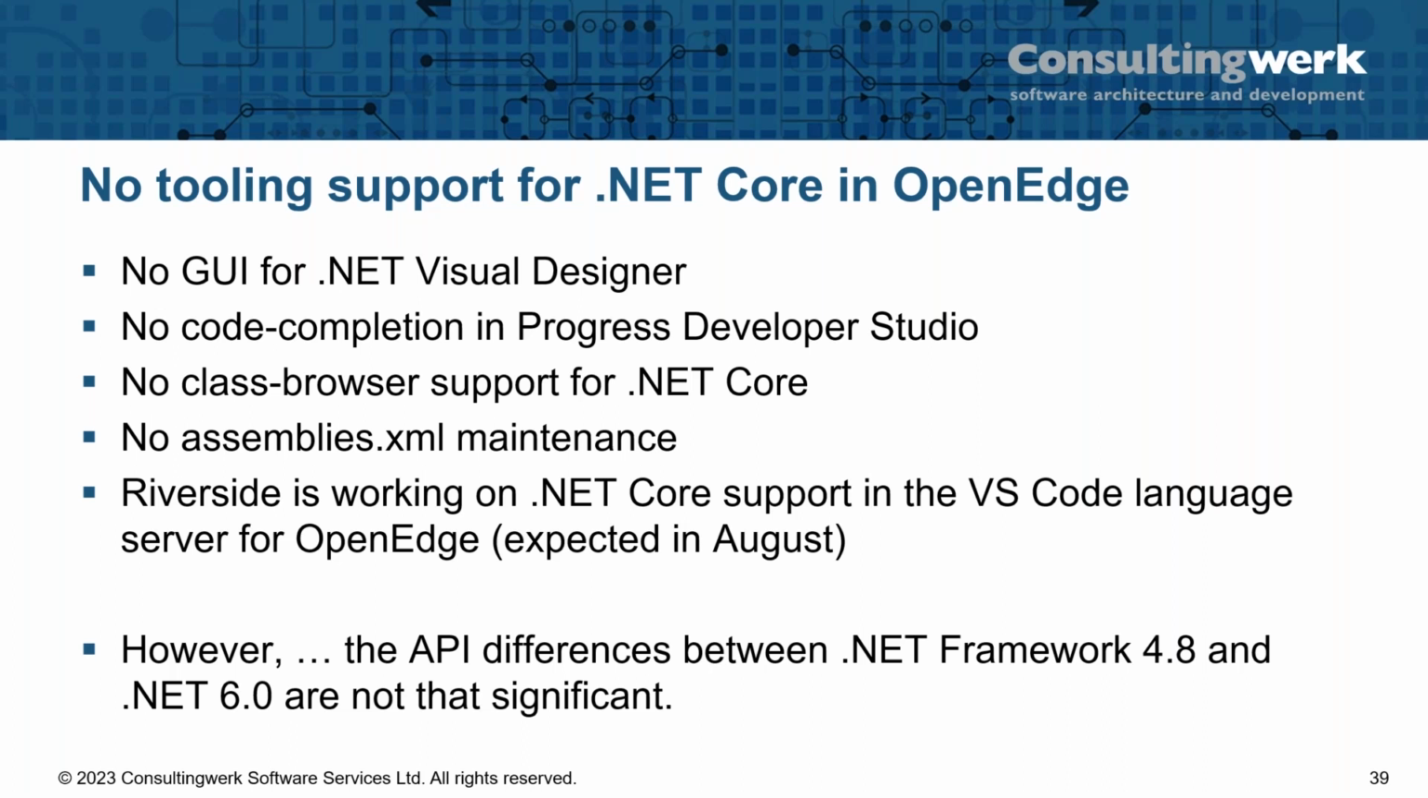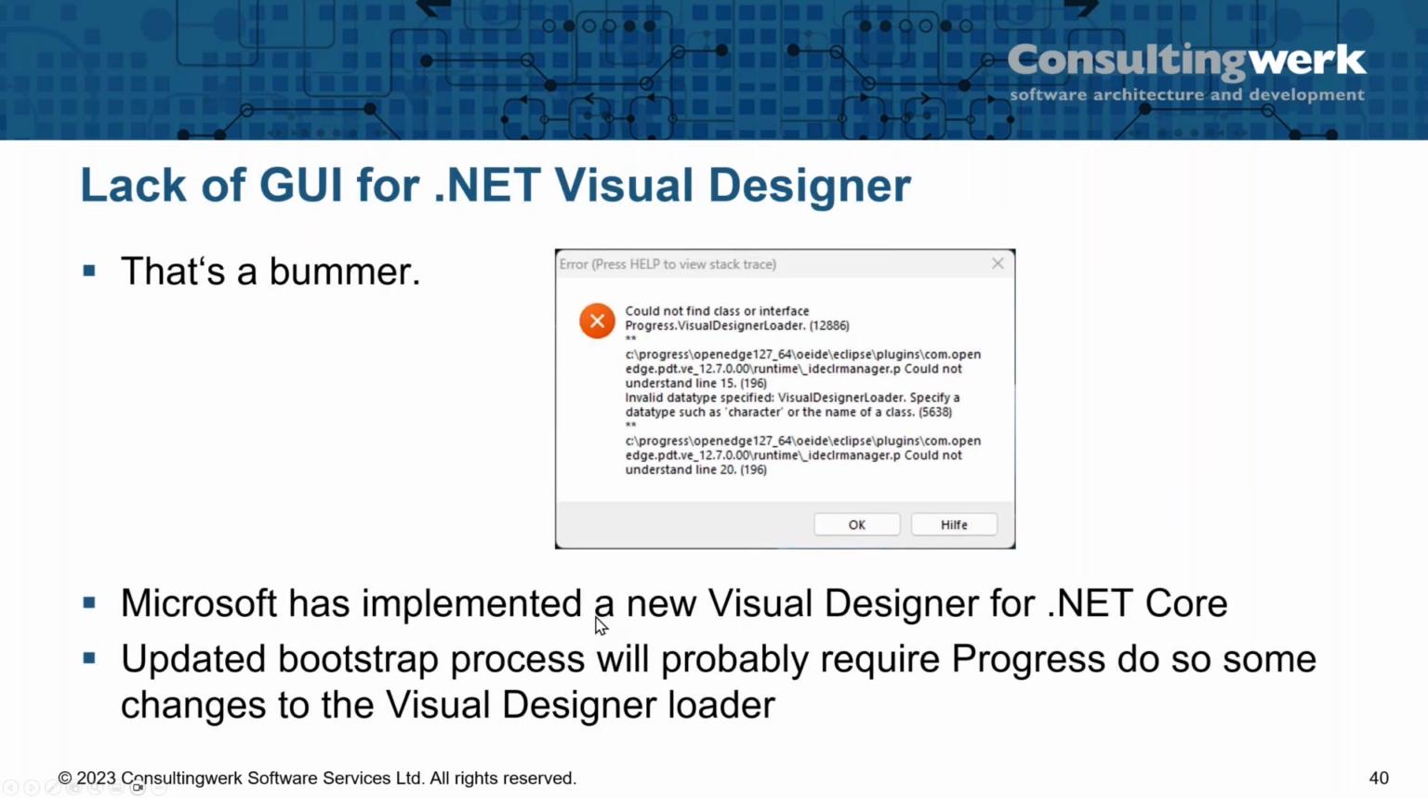Riverside promised me that in a couple of weeks they will have .NET Core support in the VS Code language server, so for writing code that could be an alternative for now. However, the API differences between .NET Framework 4.8 and .NET 6.0 are not that significant. So in most cases, you will be able to write your code with .NET Framework and execute it with .NET Core. And then you get some of the tooling support that we'd otherwise be missing.